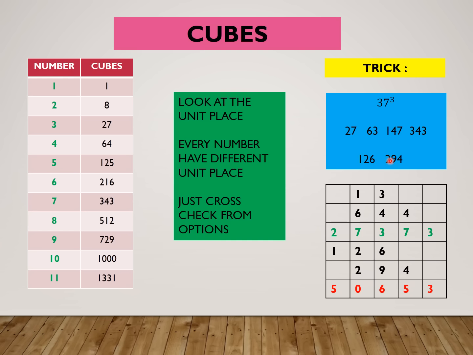At first we will write 27, then we have to write 63, so only one decimal place we will write 3 and 6 will go above 7. Then we have to write 147. So after 3 we will write 7, then 4, then 1 above 6. Then we have to write 343. Then we will write 3, then above 7 4, then above 3 3.